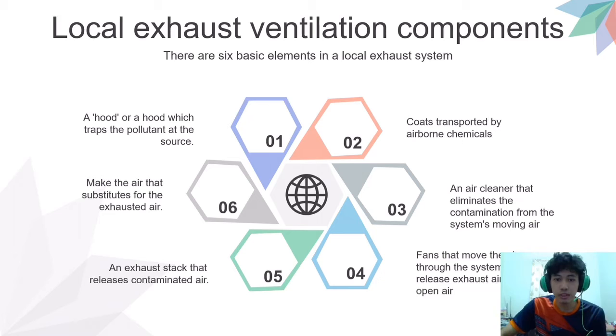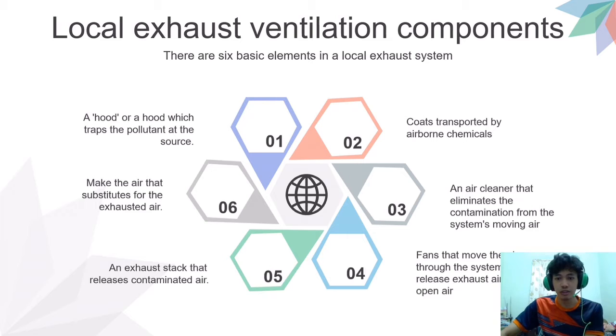Number one is a hood, which traps the pollutant at the source. Second is ducts, which transport the airborne chemicals. Number 3, an air cleaner that eliminates the contamination from the moving air. Number 4, fans that move air through the system and release exhaust air to open air. And number 5, an exhaust stack that releases contaminated air. And the last one is make-up air that substitutes for the exhaust air.